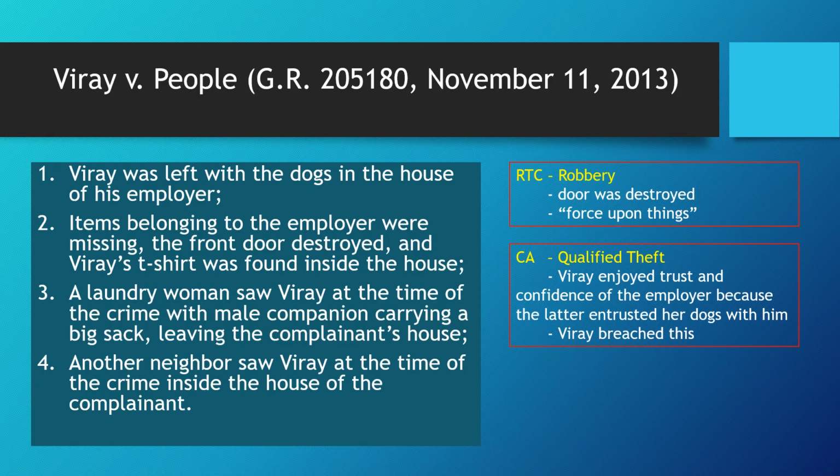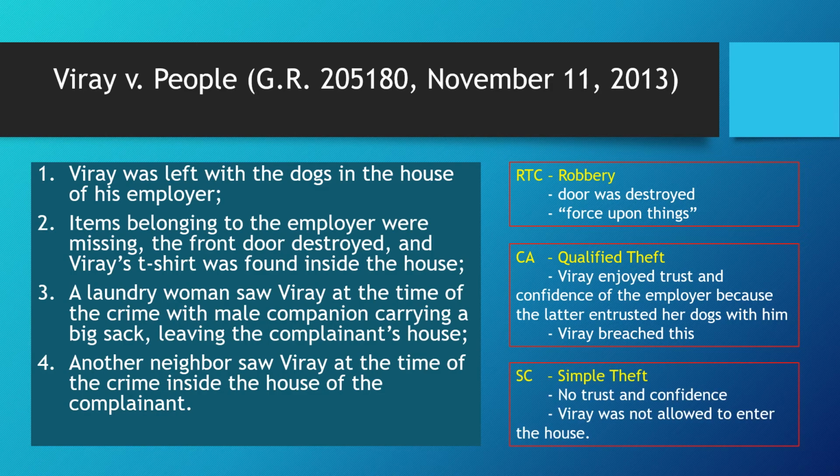The Supreme Court, however, said both the trial court and the Court of Appeals are wrong. The Supreme Court convicted Virai of simple theft only because he was not allowed to enter the house, belying the presence of trust and confidence. It seems that the kind of confidence needed to qualify the crime of theft is a high degree of confidence, which the court did not see here. Further, what were stolen were those things not entrusted to Virai. Had the dogs been the things stolen, the crime would perhaps be qualified theft.